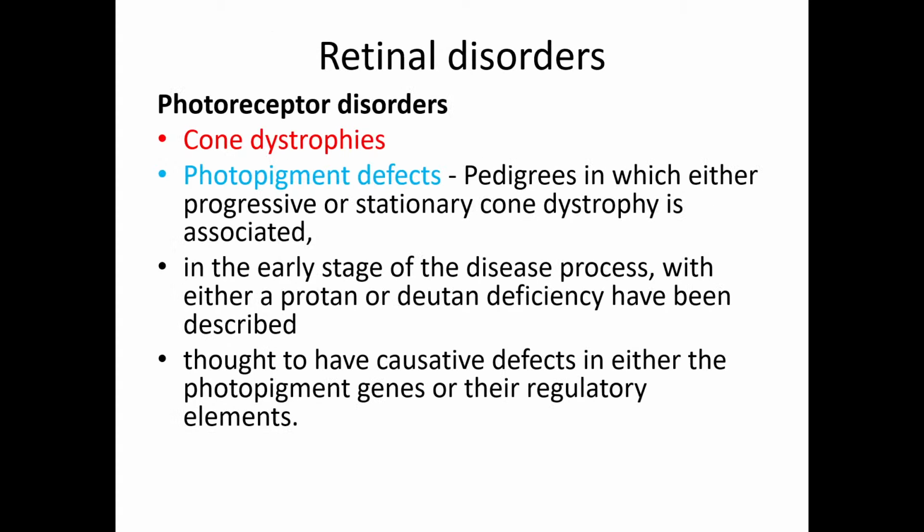Photoreceptor disorders, the cone dystrophies, photopigment defects. In families with a pedigree in which either progressive or stationary cone dystrophy is associated, in the early stage of the disease process, either a protan or deutan deficiency has been described. It was thought to have a causative defect in either the photopigment gene or its regulatory elements.